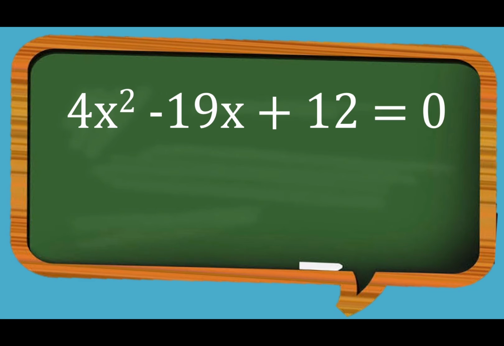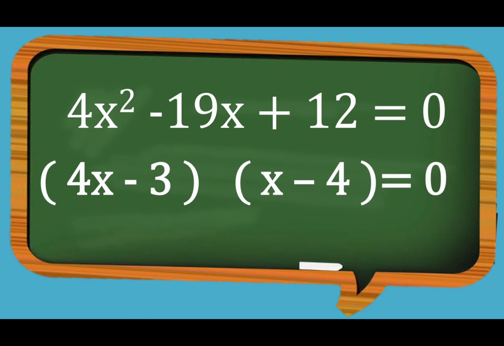Third step is solve the resulting quadratic equation using any methods of solving the equation. So in this case, we're going to get the factor of 4x squared minus 19x plus 12. The factor is the quantity of 4x minus 3 times the quantity of x minus 4.